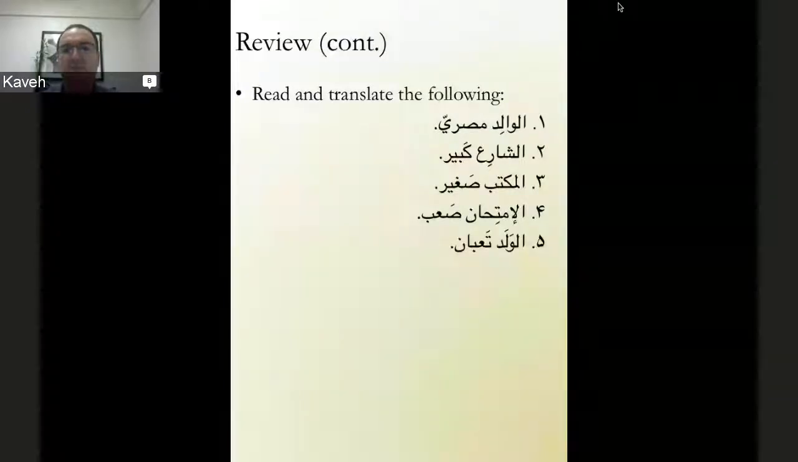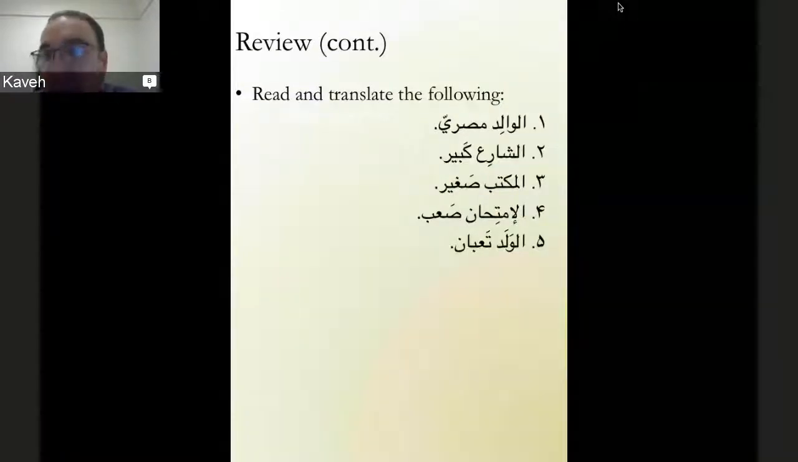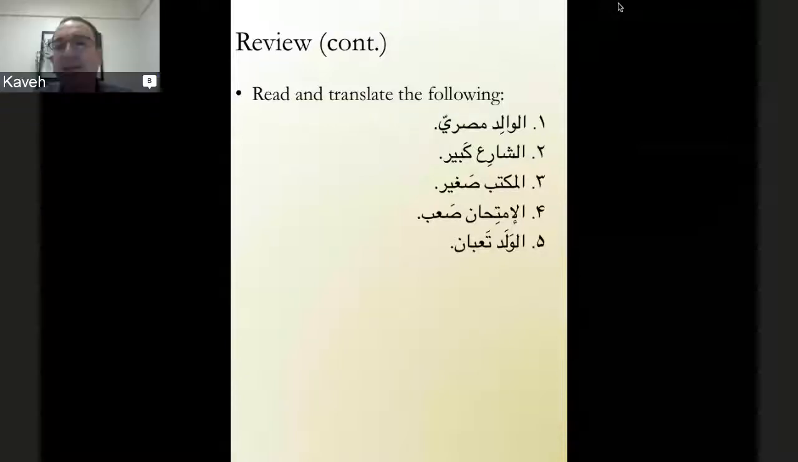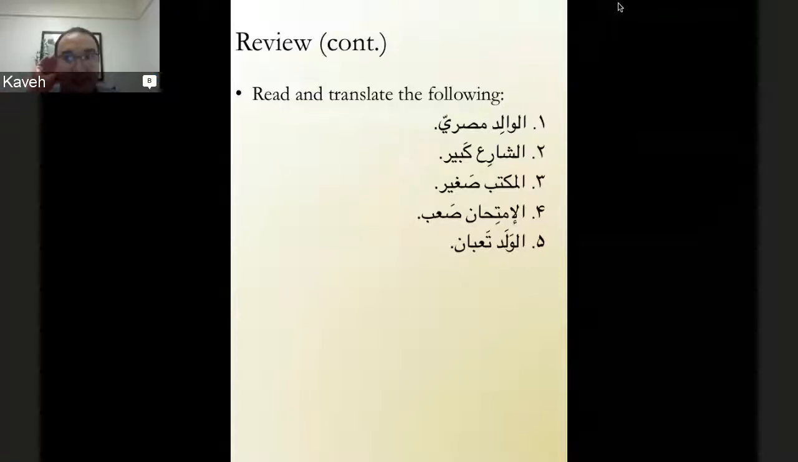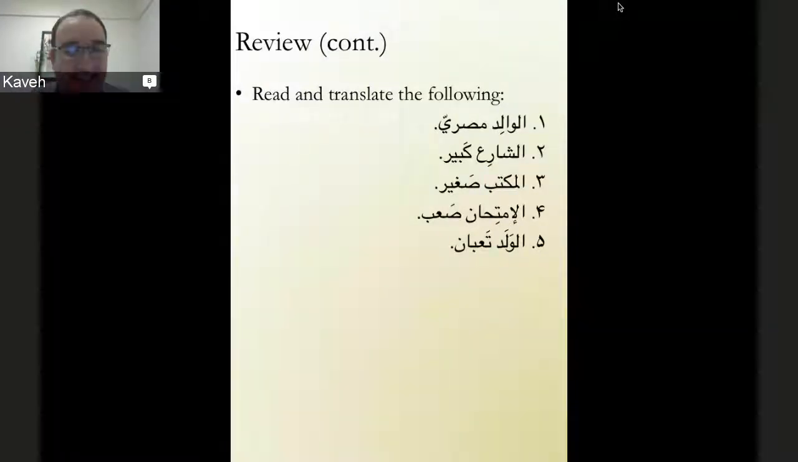Who wants to do this one? Even if you don't know the meaning, you should be able to read it, right? Walad. I forget what the second letter is in the second word. The second letter in the second word is an ayn, so it's a guttural. So al-walad. Ta'ban. What's the last letter? Oh, ba and noon. Ta'ban. Yes. Al-walad ta'ban. Everyone say al-walad. Al-walad. Al-walad. Ta'ban. Ta'ban. Excellent. Yes, nice work, Adam. Al-walad ta'ban.